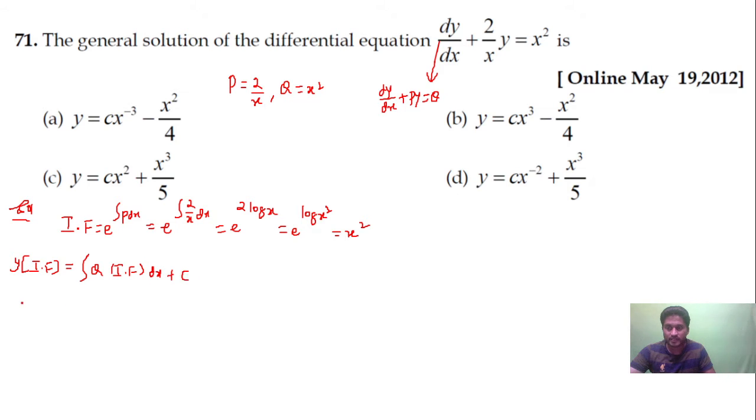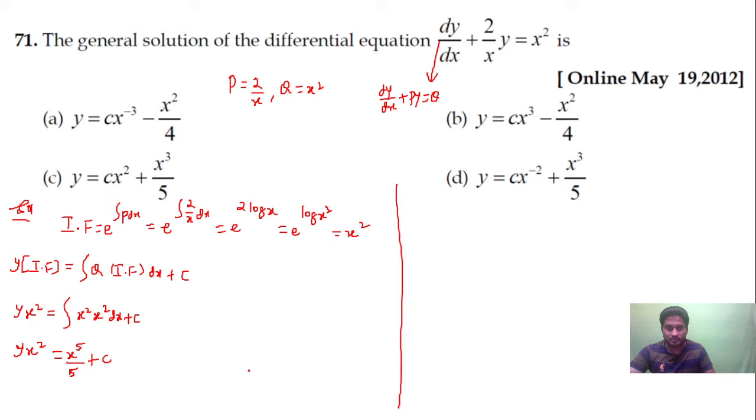I can write this as y into integrating factor is equal to integral q into integrating factor. Q is equal to x square, IF is also x square, dx plus c. So you get y into x square is integration of x power 4, right? Integration of x power 4 is x power 5 divided by 5, and then plus c.